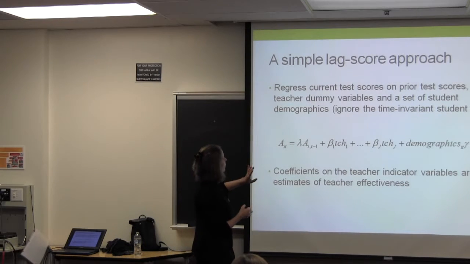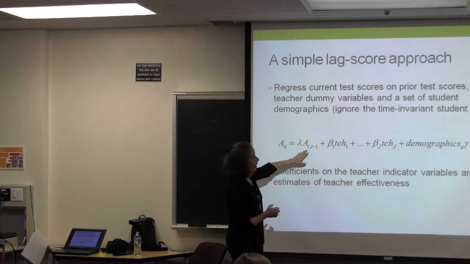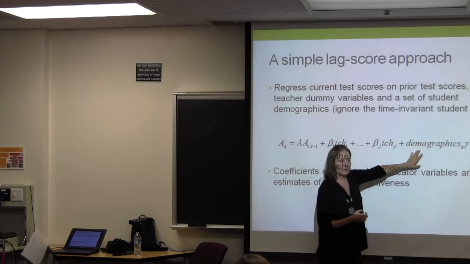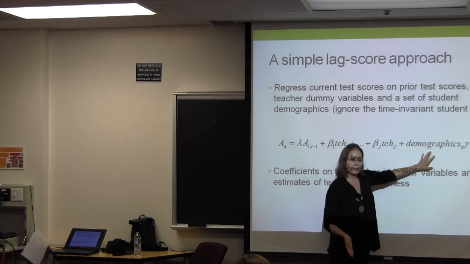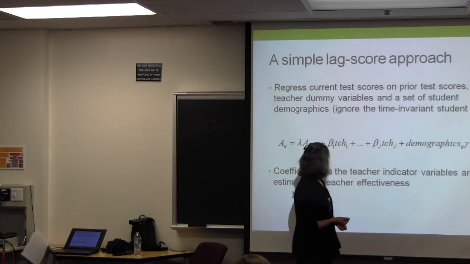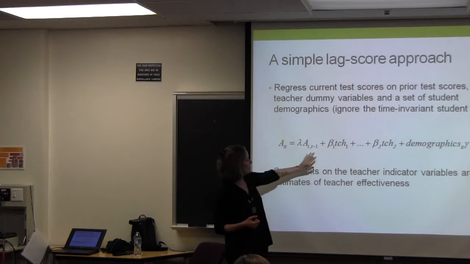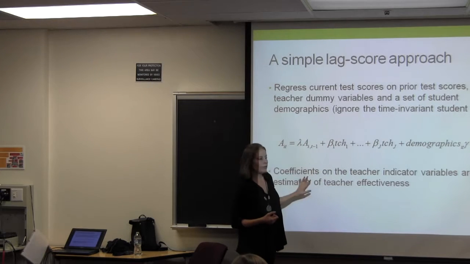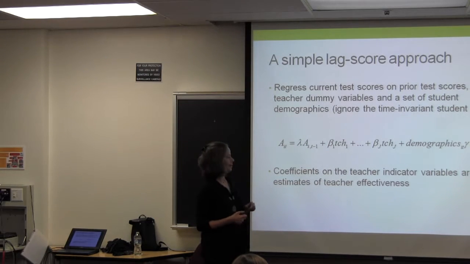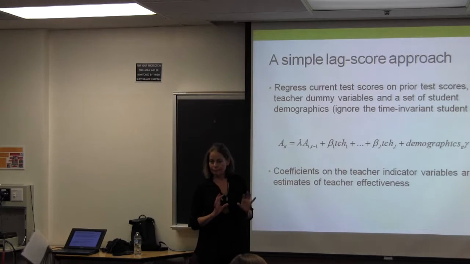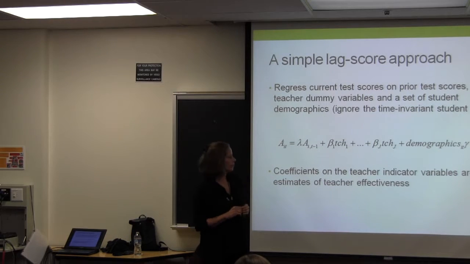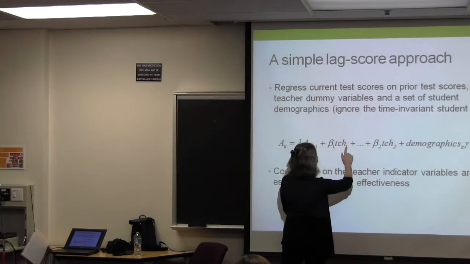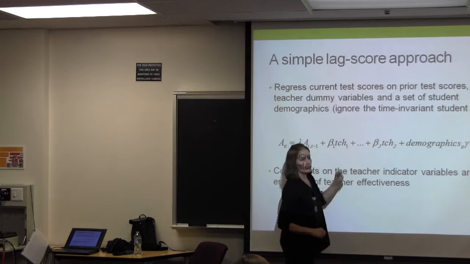So basically, the simple approach: just regress current test scores on prior test scores, put in a bunch of teacher dummy variables, and throw in some student demographics as controls, like free or reduced-price lunch eligibility, et cetera. I'm assuming we're suppressing the constant here right now. So the coefficients on the teacher indicator variables are the estimates of the teacher effectiveness. Everybody on board with that? So basically, we're just putting in teacher dummies, and we're going to see whether it matters if I have teacher one versus teacher J or teacher three.